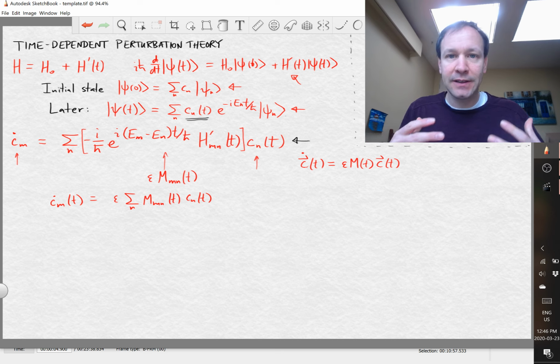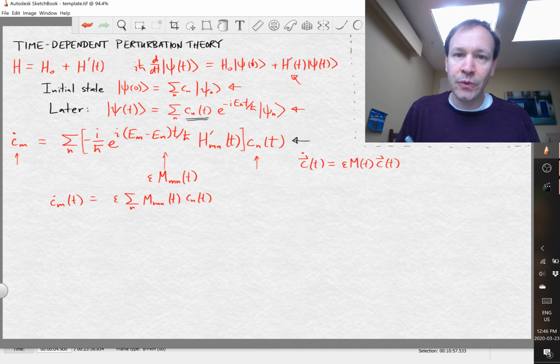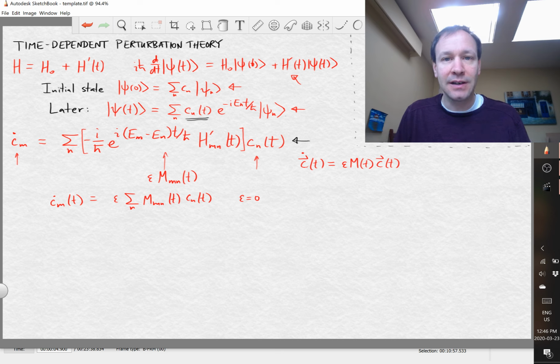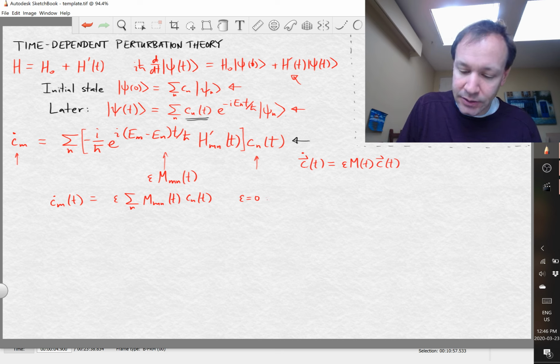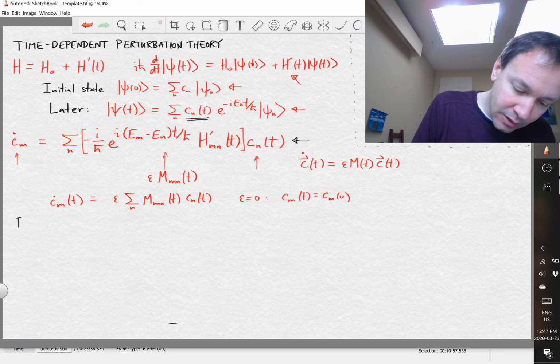But now we have written it in this way, we have a setup that's kind of similar to other applications of perturbation theory. So in this case, when epsilon equals 0, we know what the solution of the equation is. If we actually turn off the perturbation completely, then the solution is just that Cm of t equals Cm of 0, because the differential equation says that the time derivative vanishes. Okay. So now we can use our perturbation theory method to come up with an approximation for the solution to this equation.